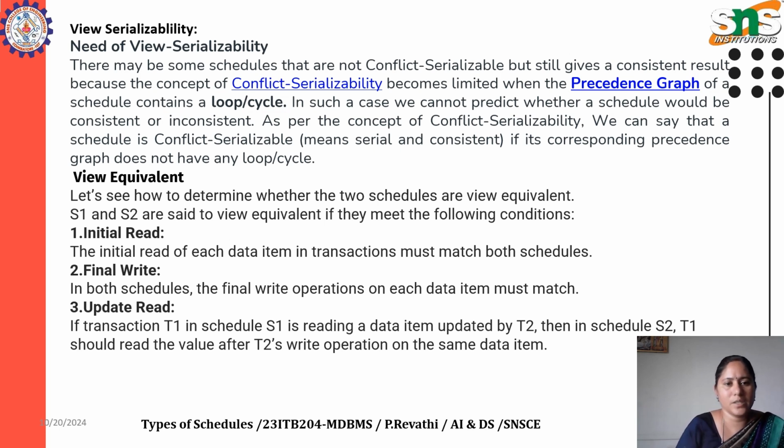So let's see how to determine whether the two schedules are view equivalent. S1 and S2 are said to be view equivalent if they meet the following conditions. First one is initial read, second one is final write, and the third one is update read. Initial read: the initial read of each data item in a transaction must match in both schedules. Final write: the final write operations on each data item must match in both schedules.